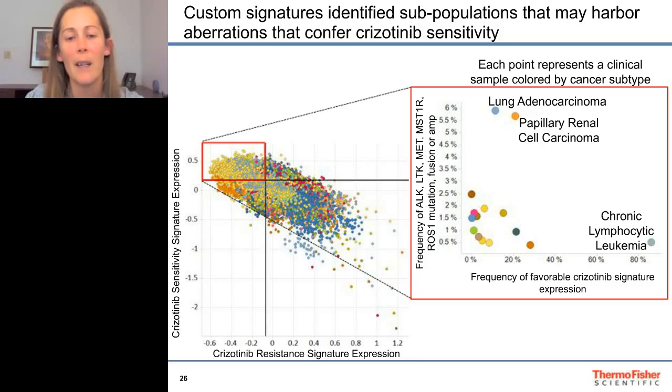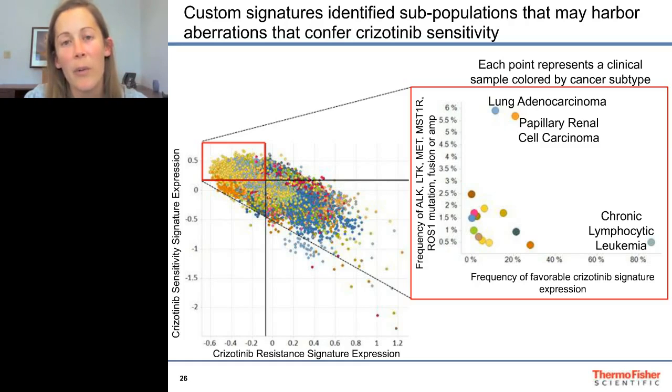And what I'm showing on the right is a graph that shows along the x-axis the frequency of favorable crizotinib signature expression. This is essentially the frequency at which these cancer subtypes fall within this upper left-hand quadrant of the Uber database. Each of the points on the graph represents an individual cancer subtype colored by cancer subtype. And on the y-axis, what I'm representing here is the frequency of ALK, LTK, MET, MST1R, or ROS1 mutation, fusion, or amplification. Excuse me, not necessarily all crizotinib target genes, but all genes in which aberrations could confer sensitivity to crizotinib.